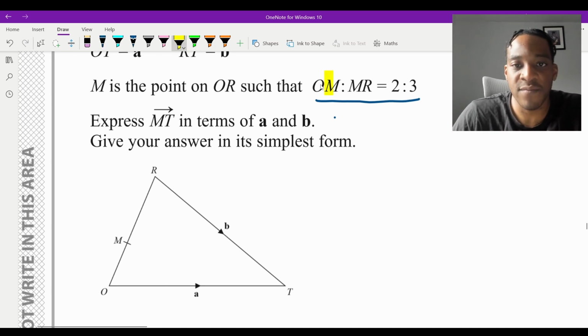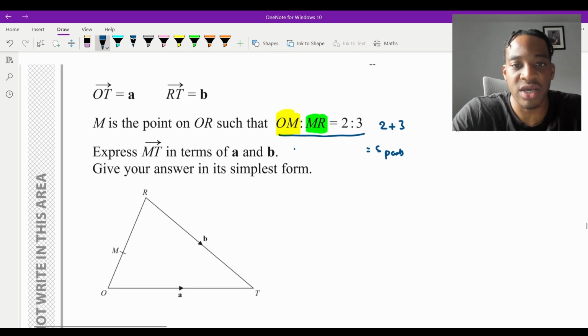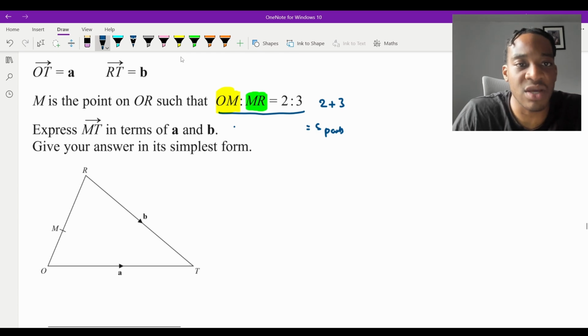So for example, we've got O to M, and we've got M to R, and this is in the ratio 2 to 3, meaning that the total amount of parts together is going to be 2 plus 3, which is equal to 5, isn't it? 5 parts here. Let me just zoom out a bit so we can see the workings as well. What we can do is say, well, this part, which is O to M, is going to be 2 parts out of 5, so I'm going to write this as 2/5. And M to R, I'm going to write as 3/5. That's the first thing I'm going to do.